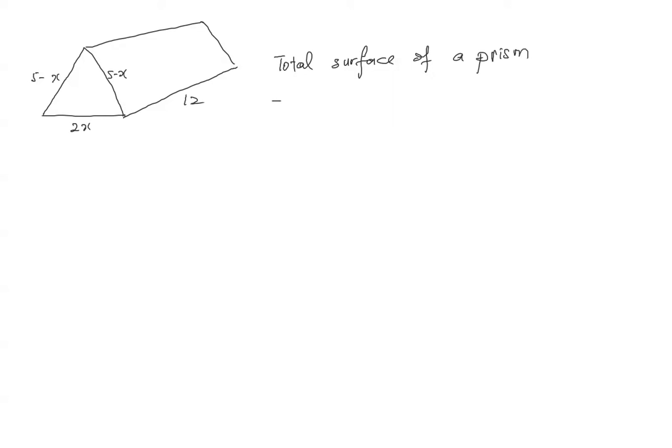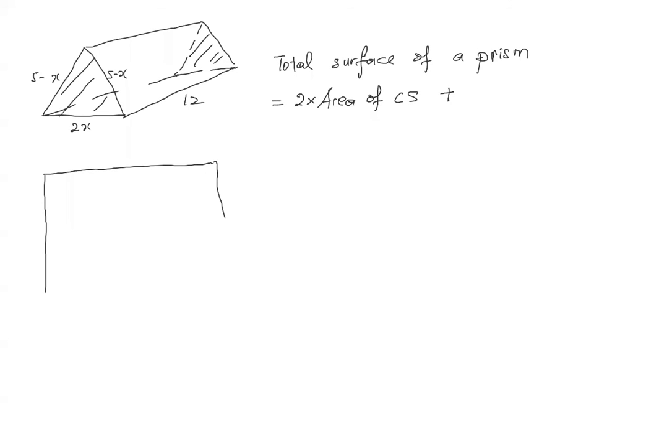Okay, you remember this formula because the front and the back are the same, correct? So we write down 2 times the area of cross section, where CS is cross section, plus, if you open up here, your whole thing will look like that. This is your 12. There are 1, 2, 3, 4 lines here. You cut open here. So you have 2 lines here.